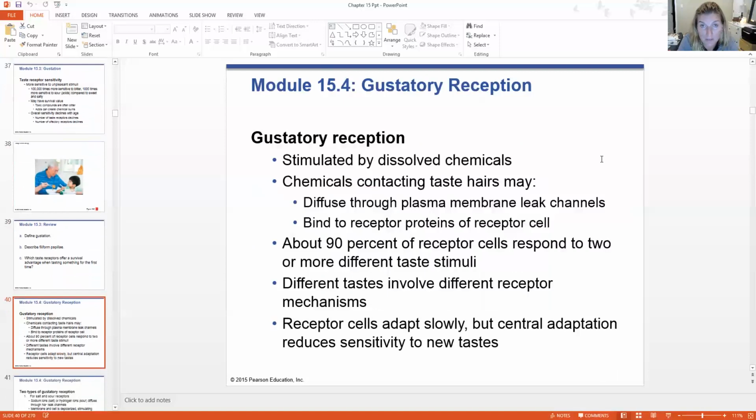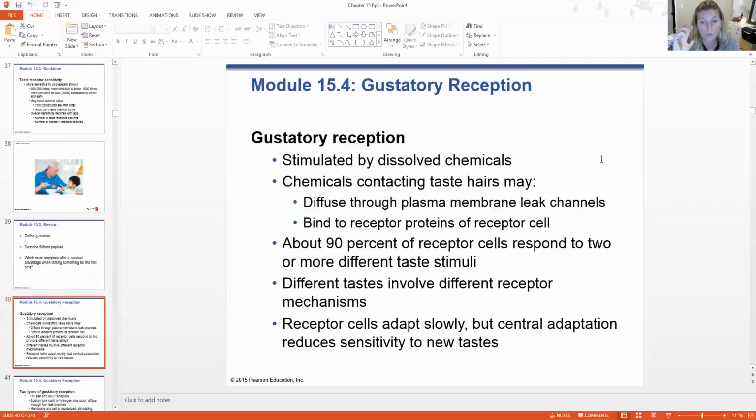First, you have to be stimulated by dissolved chemicals, much like olfaction. The chemicals that are contacting those little taste hairs can diffuse through the plasma membrane or bind to receptor proteins of the receptor cell. About 90% of those receptor cells respond to multiple taste stimuli. So as we said, tastes like salty, sweet, sour, bitter, etc. can all be tasted or sensed through the same types of taste buds. Different tastes will involve different receptors though.